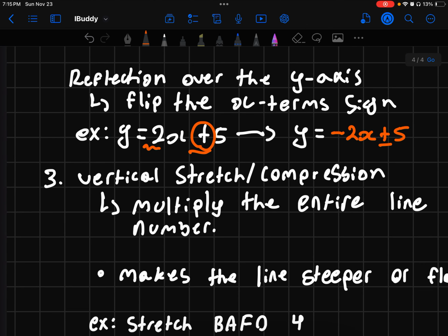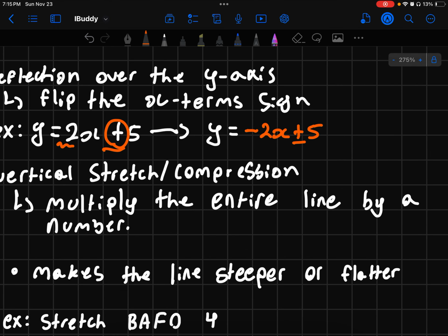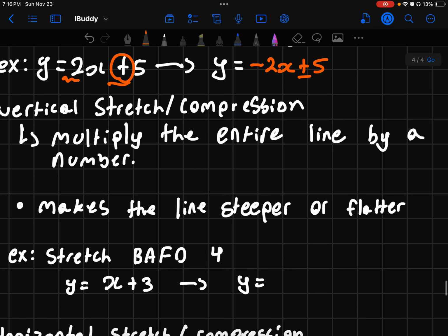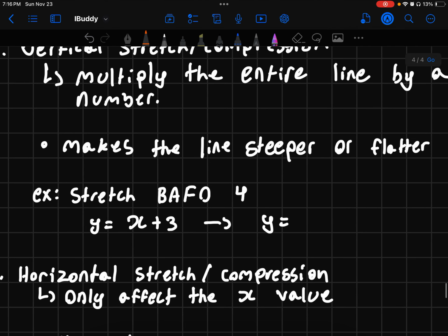Okay, next. Vertical stretch or a compression. So what happens here is that when a vertical stretch or compression is done, the entire line gets multiplied by a number. So what this does is that it makes the line steeper or flatter. So let's do an example. A stretch by a factor of 4.